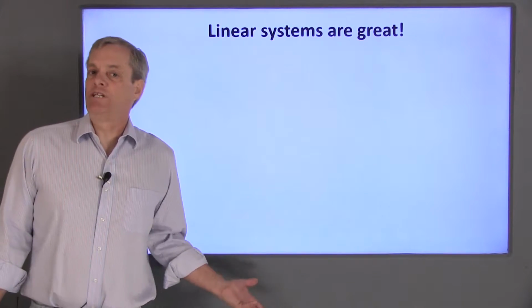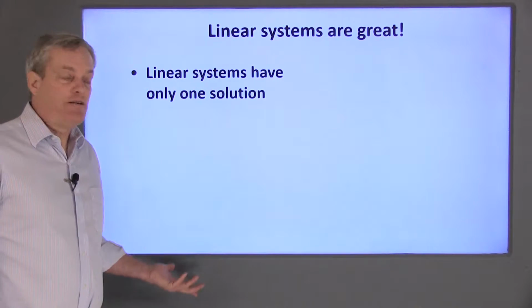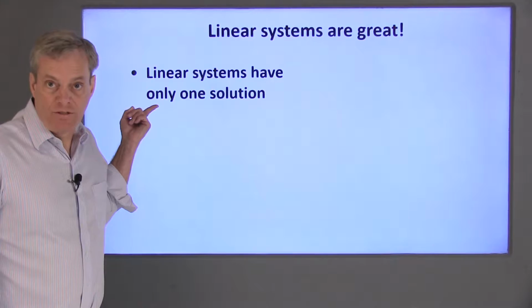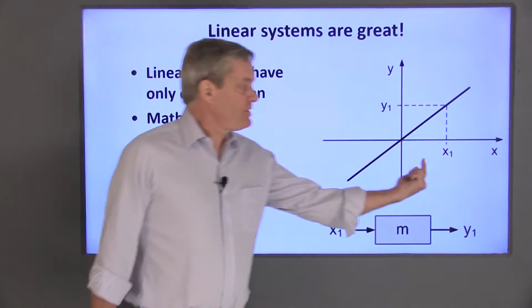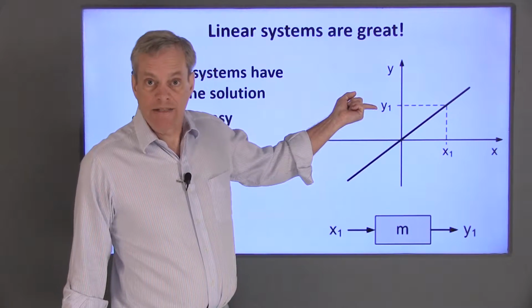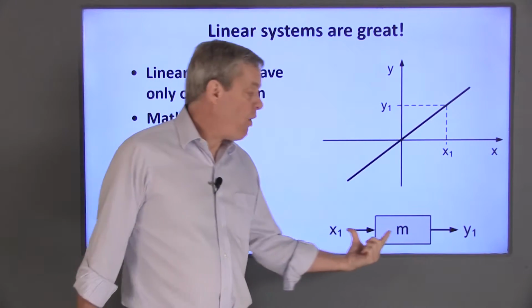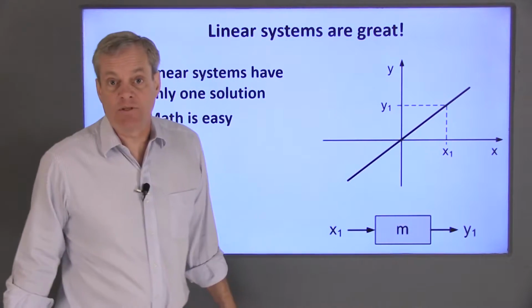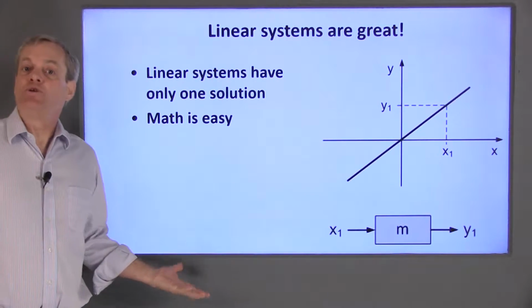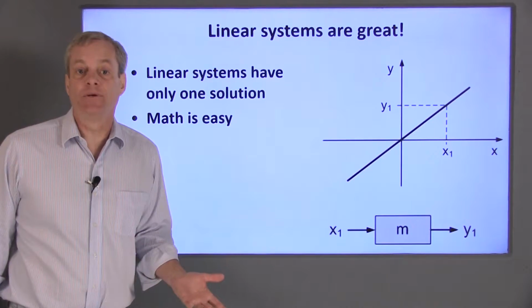There are a couple of really beneficial things about linear systems. For one thing, linear systems have only one solution. So if I choose a value for x1, there's only one value of y that will satisfy the equation. So if x1 is the input, y1 is the only possible output. This means we can usually calculate the output from a linear system in a single step.